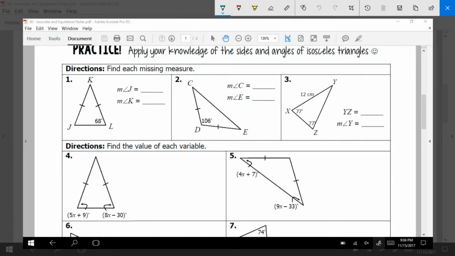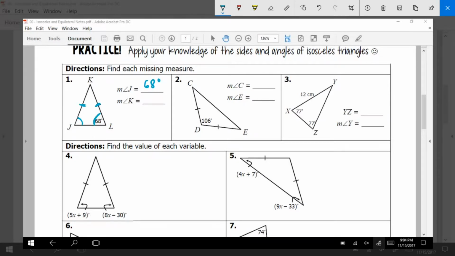So measure of angle J. Well, look at here. Here's J. Measure of angle J. Which angle is angle J going to be congruent to? Angle L. Because of the isosceles triangle theorem. Remember, these 2 sides are congruent, then the angles opposite the sides are also going to be congruent. So measure of angle J is also going to be 68 degrees.